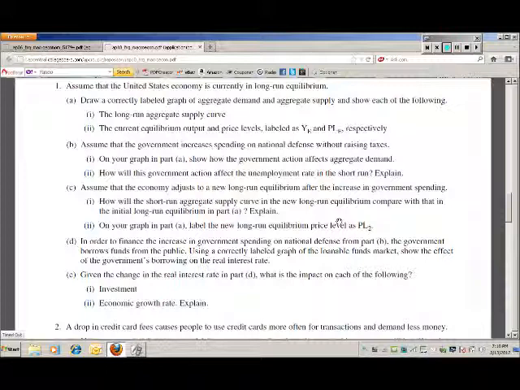Letter A says draw a correctly labeled graph of aggregate demand and aggregate supply and show each of the following. Number one, the long-run aggregate supply curve, so that's something that we have to have. Number two, the current equilibrium output and price levels, labeled as YE and PLE respectively. So let's take a look at that first. Let's tackle this part and graph it out.